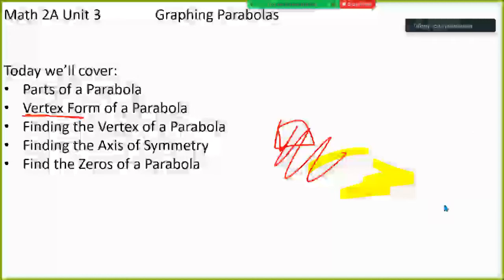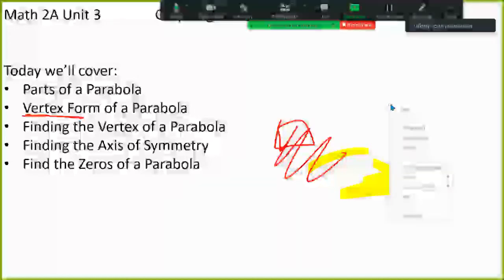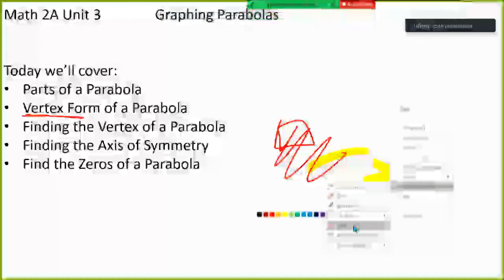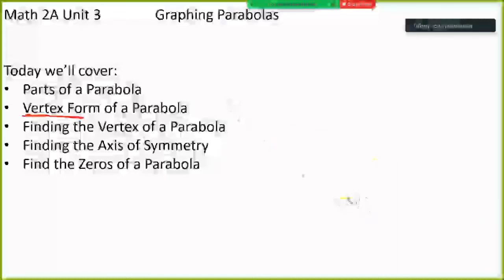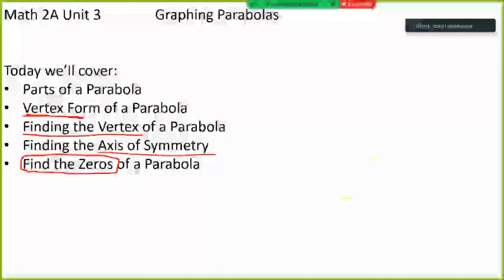Now I'm getting something. Okay, so we're going to look at the different parts of a parabola and how we'll use those. The vertex form, that's really important too. We'll compare that to standard form, which is what we've been working in so far. And then a couple key parts of the parabola. So finding the vertex, finding the axis of symmetry, and finding the zeros. This is a big one, an important one. Finding the zeros of a parabola.